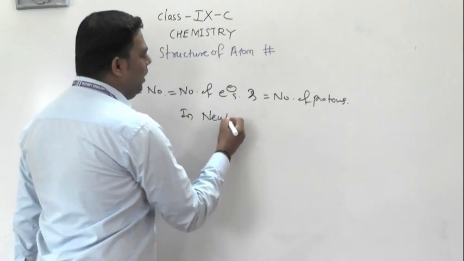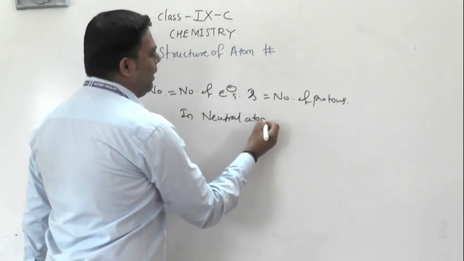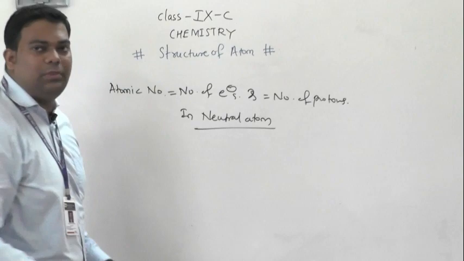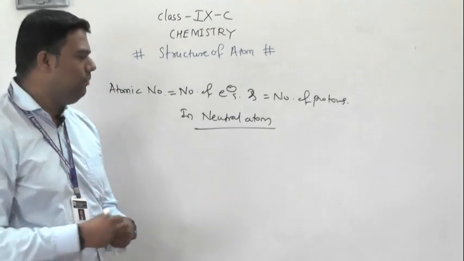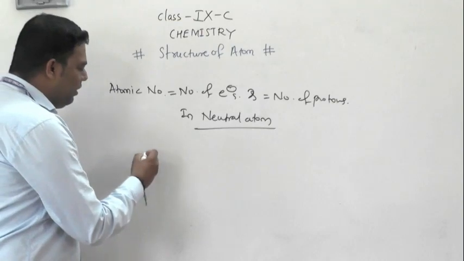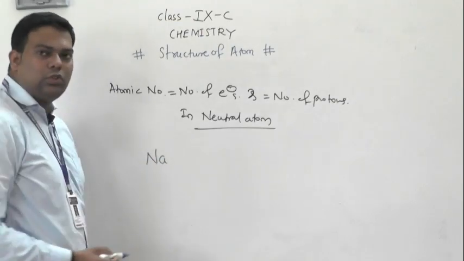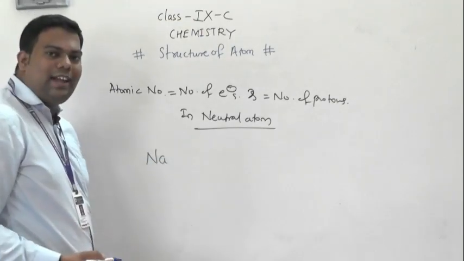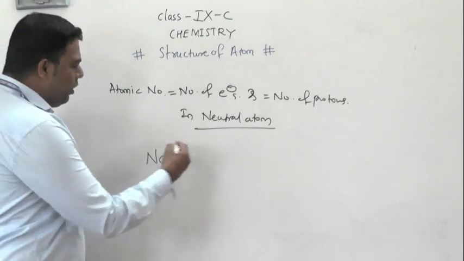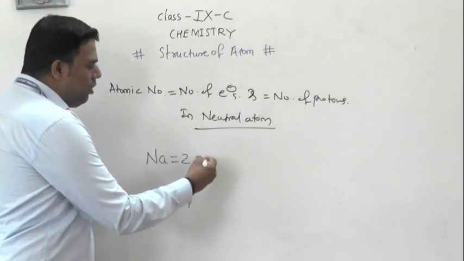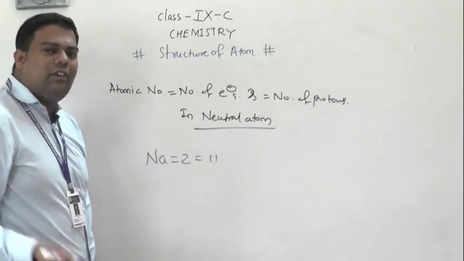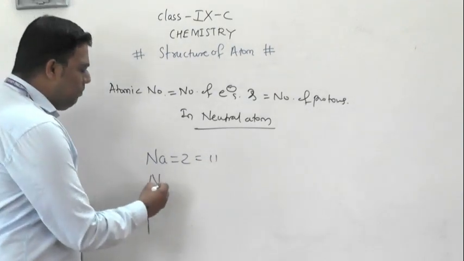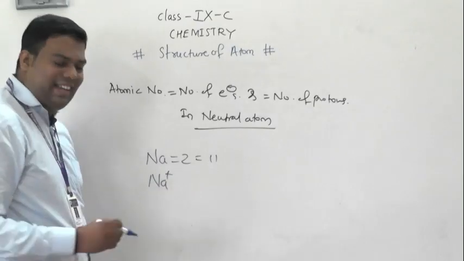in a neutral atom. What is the meaning of neutral atom? Suppose you are writing sodium. Sodium is a neutral atom, and here Z is equal to 11, meaning atomic number 11. Whenever you write Na plus, it is the cation part.